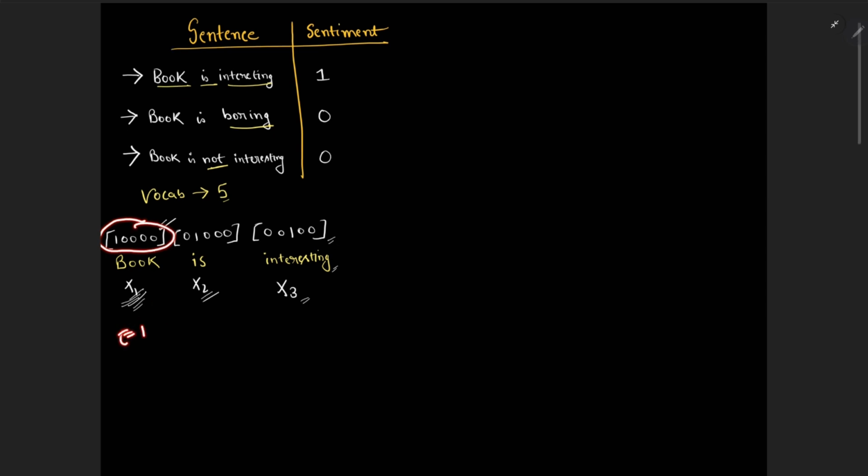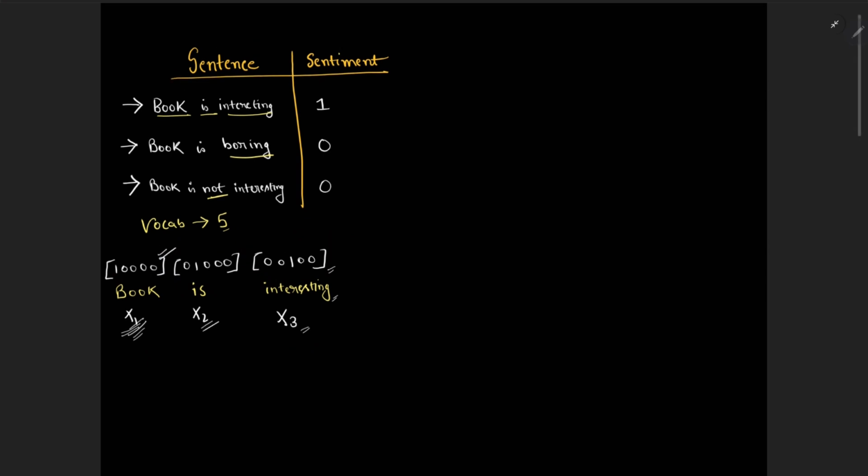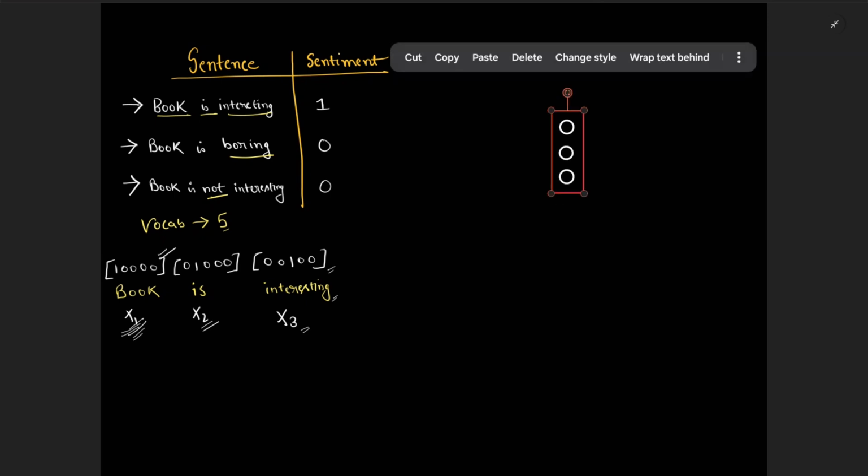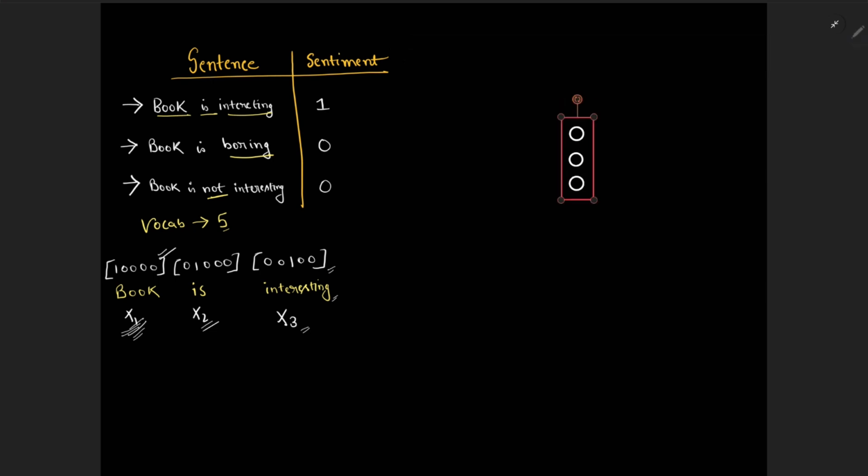The input we're going to pass will be at different timestamps. At t equals 1, we're going to pass this. At t equals 2, we are going to pass this as an input. At t equals 3, we are going to pass this. Before we understand the architecture, let us first see how the weighted connections will look. Let's say this is our neural network layer with 3 neurons: 1, 2, 3.